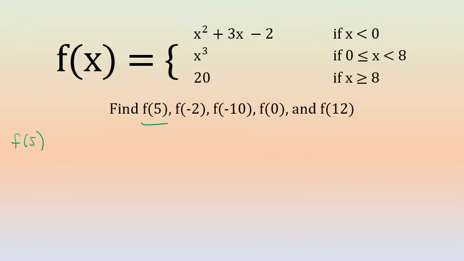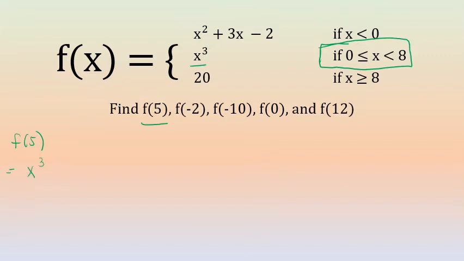Among these intervals, x is less than 0, x is in between 0 and positive 8, and x is greater than 8, saan nagfo-fall si positive 5? So positive 5 is in between 0 and positive 8. So nandito siya sa ating interval 2. Therefore, in order to evaluate the function f of 5, we have to use the second function or the second sub-function x cubed.